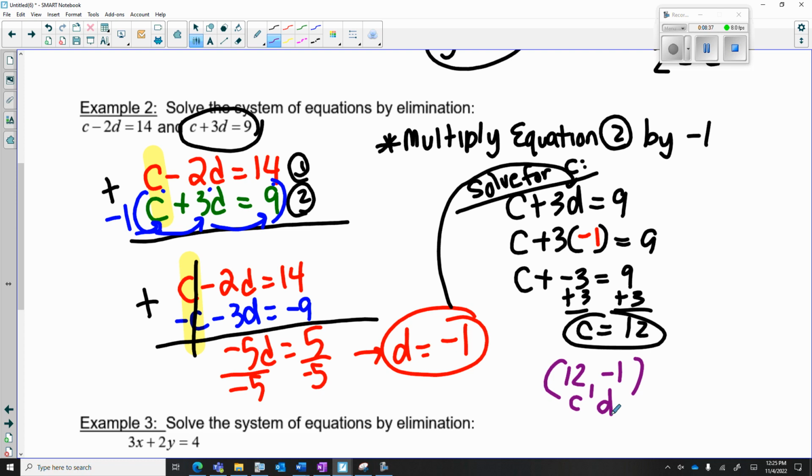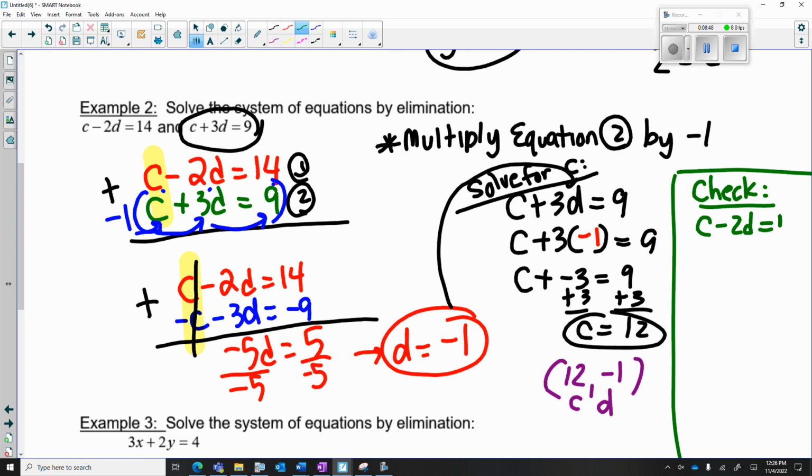Now we're going to check our work in the other equation to make sure we did it right. So when you check, you're going to go to the other equation that you didn't use to solve for c. So I'll do equation 1, which was c minus 2d equals 14. Go plug in 12. Plug in -1 and see if you obtain 14.